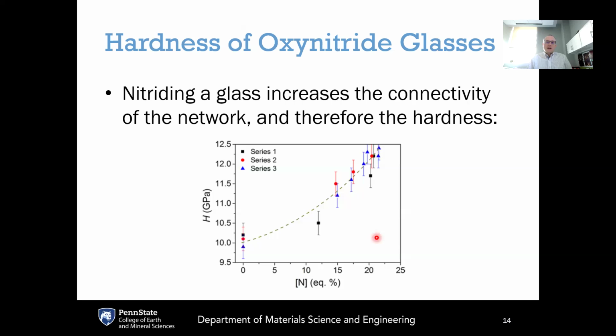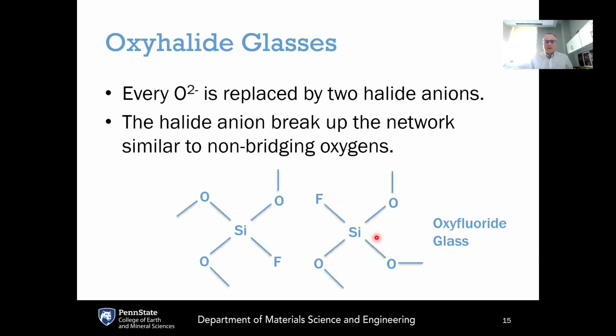So as a result, oxynitride glasses need to be made in basically a nitrogen atmosphere in order to make sure that the nitrides are retained inside the oxynitride glass. The other issue is that they are easy to crystallize because they can easily be overconstrained.